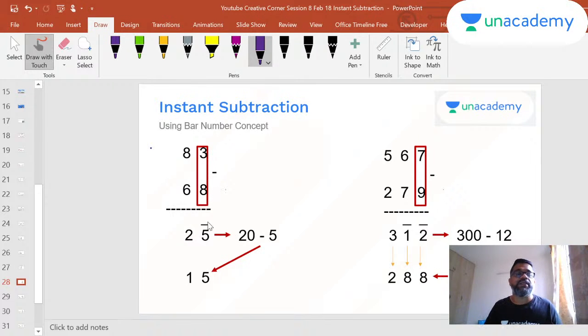8 minus 3, that's very easy, right? I will buy 5, but only on one condition. Now I got to put this little bar sign here. Okay, I got to put that little bar sign there, and then I will do 8 minus 6 as is, right? So I get 2 bar 5.